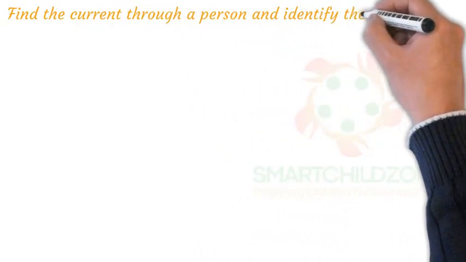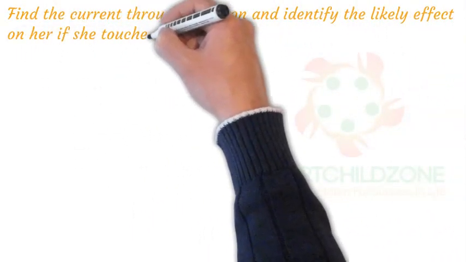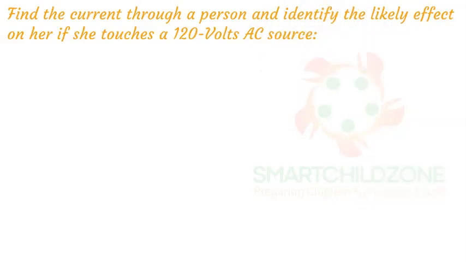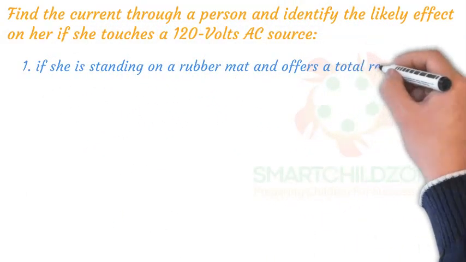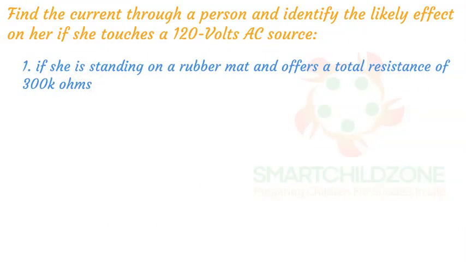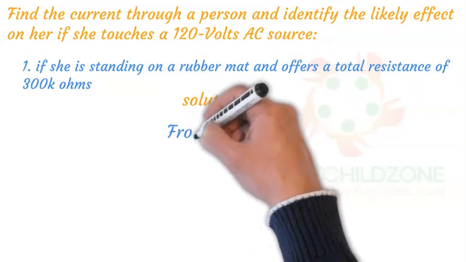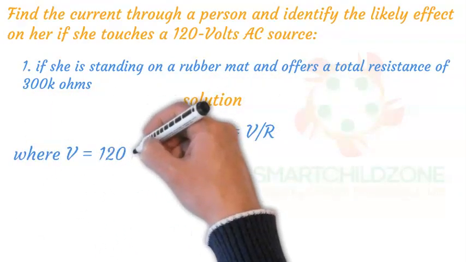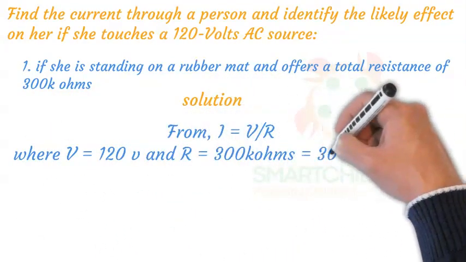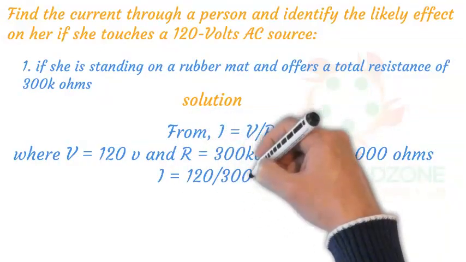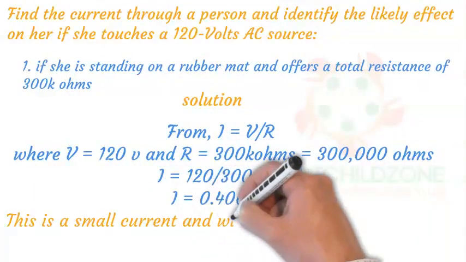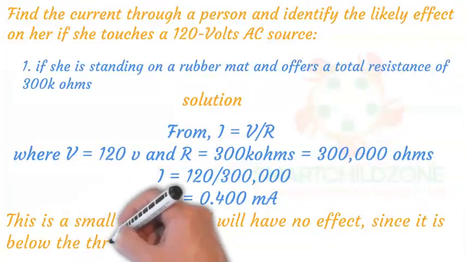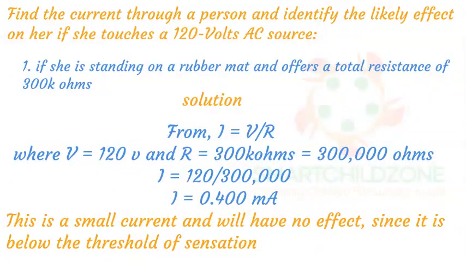Find the current through a person and identify the likely effect on her if she touches a 120 volts AC source. 1. If she is standing on a rubber mat and offers a total resistance of 300 kilo ohm. This is a small current and will have no effect, since it is below the threshold of sensation.